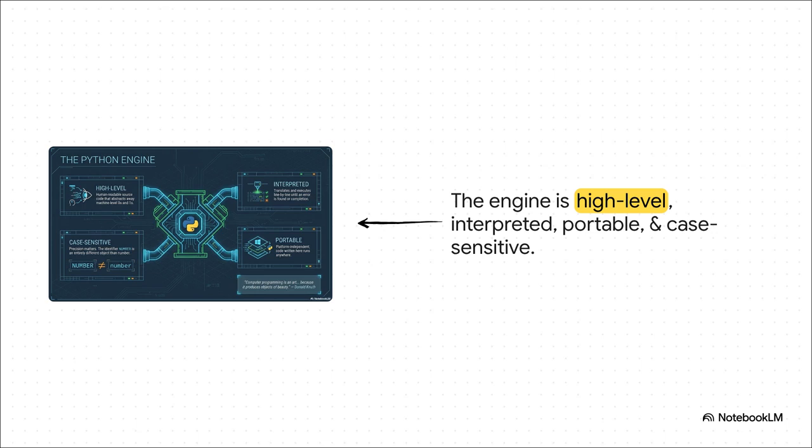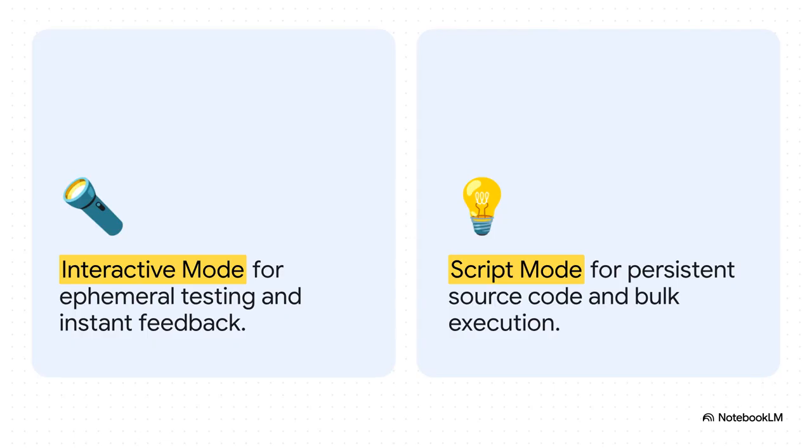Precision really matters here. Now, to interact with this engine, you basically have 2 main execution modes, and knowing when to use which is a real game changer. Think of interactive mode as a flashlight. It gives you instant feedback, making it perfect for ephemeral testing and super quick calculations. Script mode, on the other hand, well, that's your floodlight. This is where you save your source code persistently for bulk execution. It's what you use to build actual program architecture and complex logic.